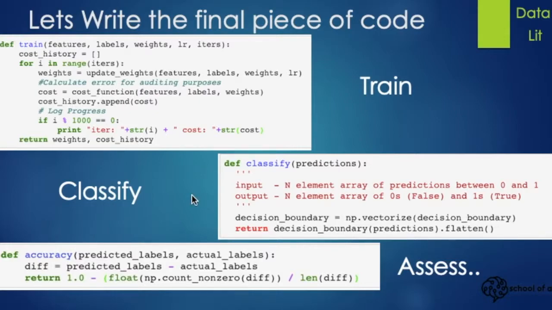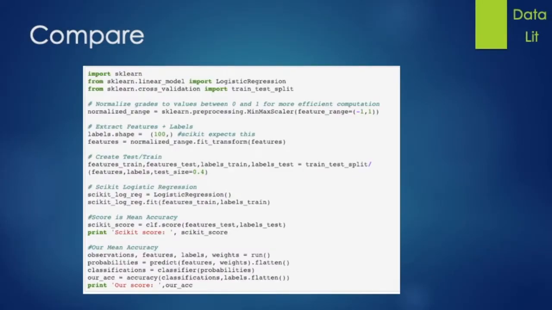Next, we define the classify class. So here we supply the predictions and we get the classification back, and we write another class called accuracy to get the prediction accuracy of our classification. Now we have all the essential classes that we will need to do a logistic regression.